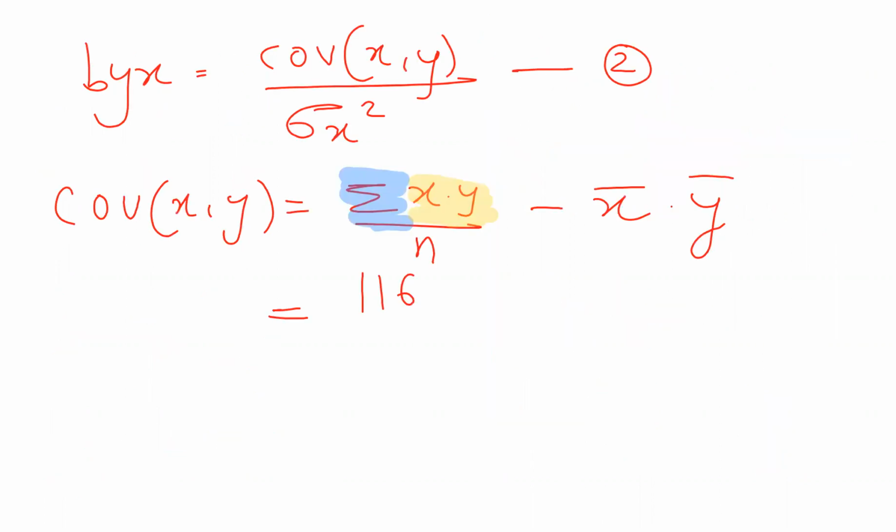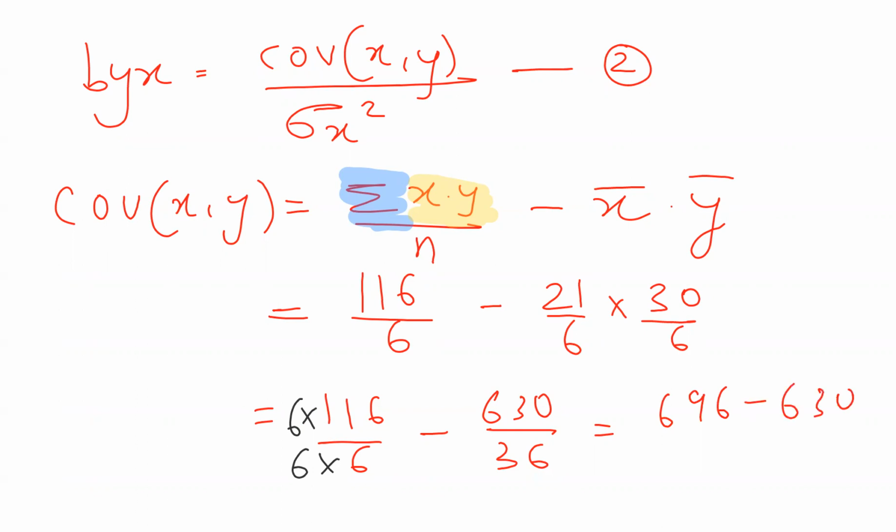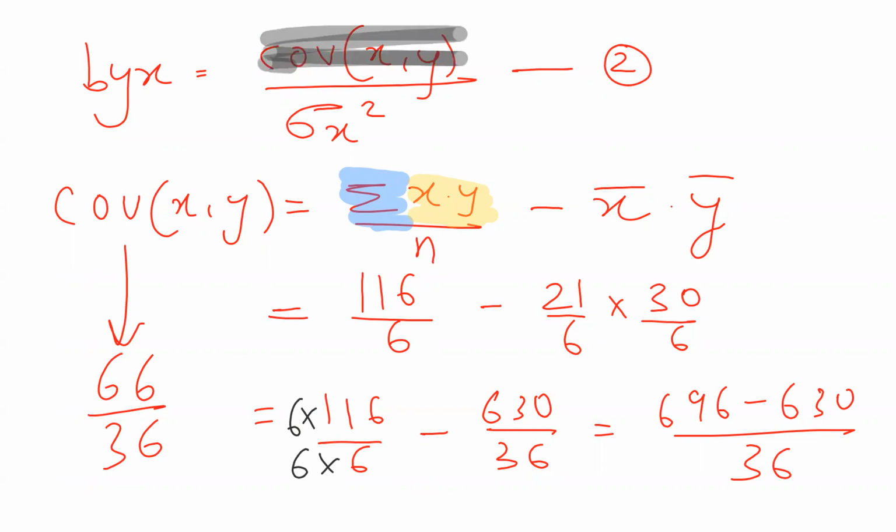So this total I'll put over here: 116 upon 6 minus 21 upon 6 into 30 by 6. So this is 116 upon 6 minus, let's multiply this, 21 into 30, which is 630 upon 36. We can take LCM now. To take LCM, we'll have to make this 6 as 36, so multiply and divide by 6 over here. So this is equal to 696 minus 630 upon 36. So the final value of covariance will be 696 minus 630, which is equal to 66 upon 36. Don't reduce; all these things we'll do at the very end. So we got the covariance of xy.